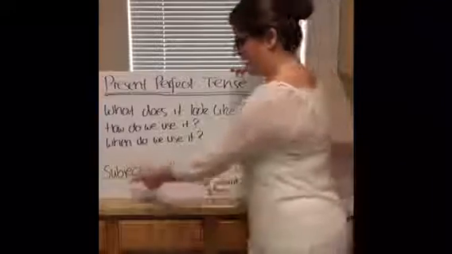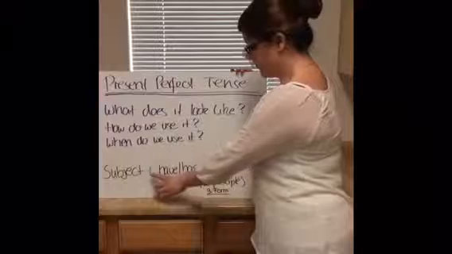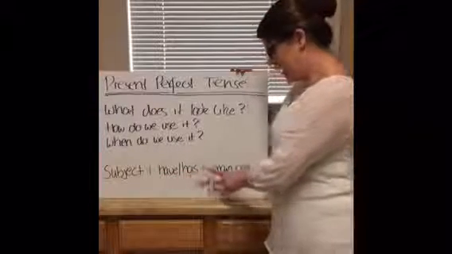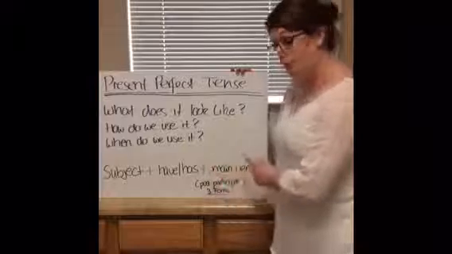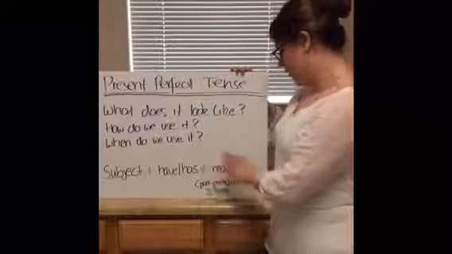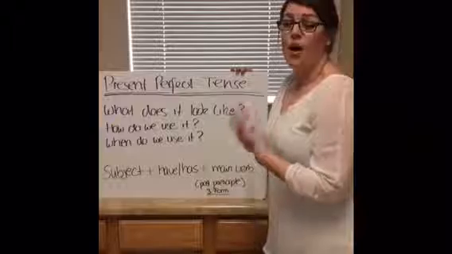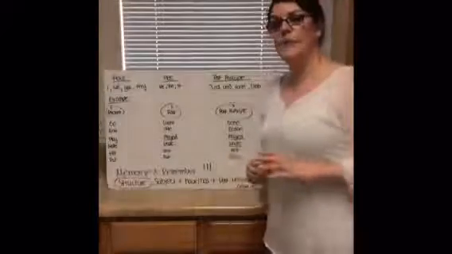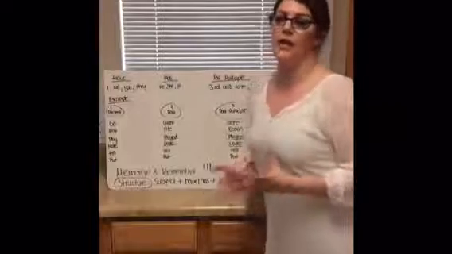We have the subject plus have or has, plus the main verb in the past participle form, also known as the third form. Okay, let me explain the structure a little bit more.